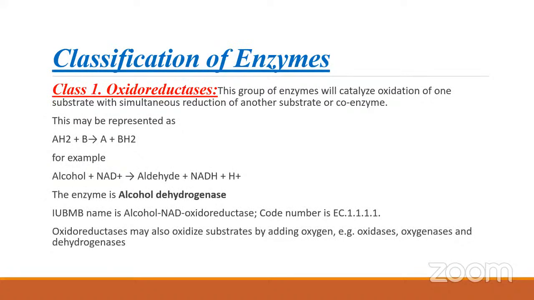Class 1 is oxidoreductases. As the name itself says, this group of enzymes catalyzes oxidation of one substrate with simultaneous reduction of another substrate. This can be generally represented by this equation: AH2 plus B gives A plus BH2. You can write the reaction that has been shown earlier, in the first group of coenzymes: glyceraldehyde 3-phosphate converting into 1,3-bisphosphoglycerate. That can also be written as an example for oxidoreductases.